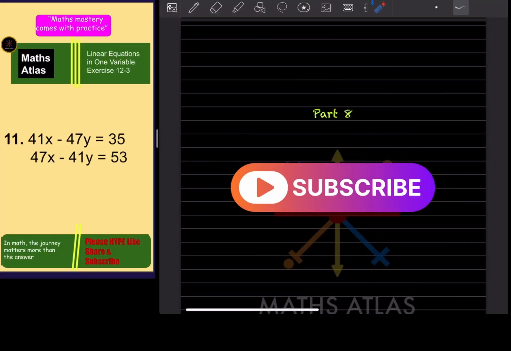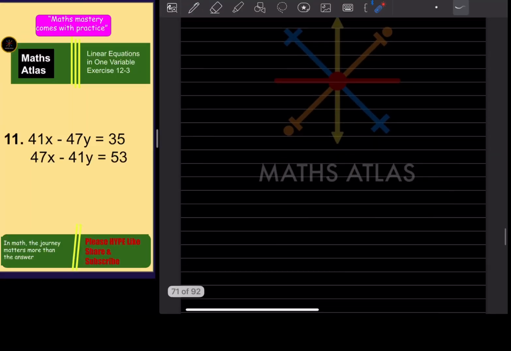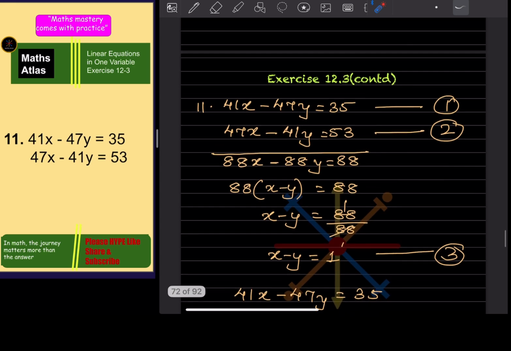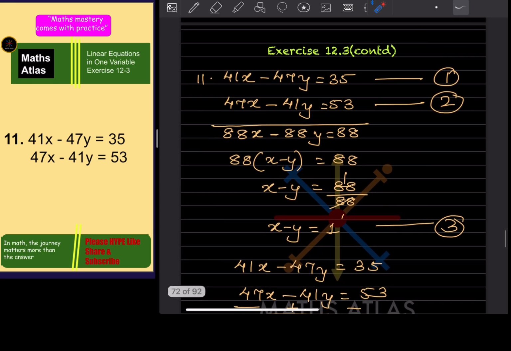So today let us start with the new part, which is part 8, and we'll continue with exercise 12.3. We have already done similar types. We have done questions number 1 to 10. You can have a look at the previous part. So here you can see the coefficient of this x is 41 and 47, which are different, and you have to make it equal.